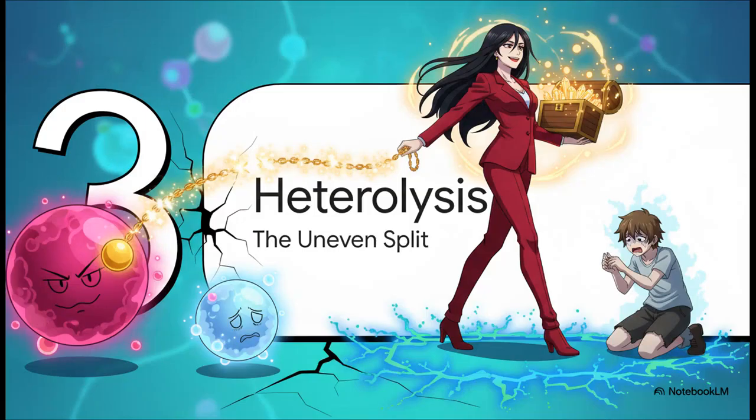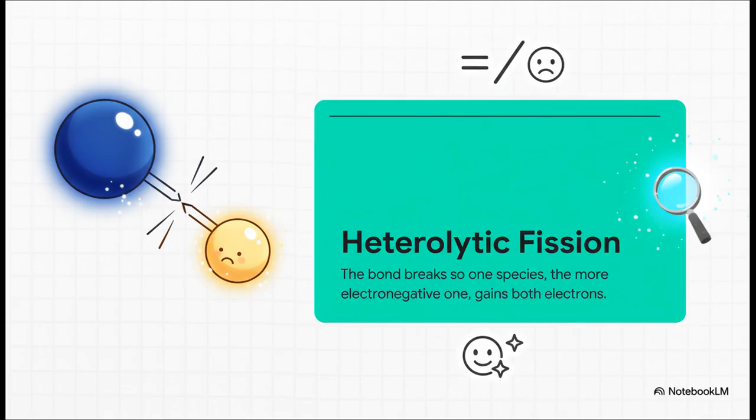And now for the drama. Our second type of breakup, the uneven split. If homolysis was the friendly parting of ways, this is the messy one. This is where one partner walks away with everything, leaving the other with absolutely nothing. In chemistry, we call this heterolysis. Yeah, heterolytic fission is just fundamentally unfair. When the bond breaks, one atom is just plain better at attracting electrons. It's more electronegative. So that stronger atom doesn't just take its own electron back. No, it takes the entire pair for itself.